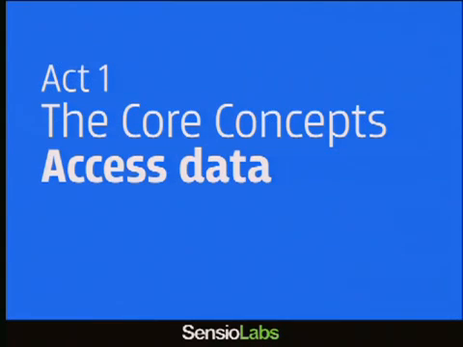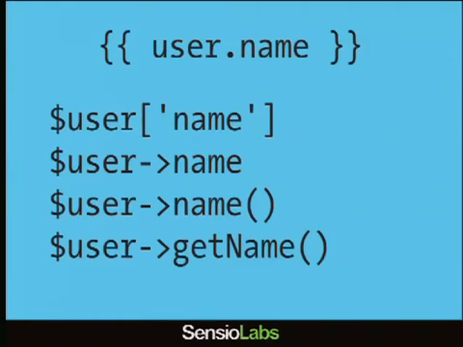Then you want to access the data, the variables that are exposed in a template. So in the PHP code you pass some variables to the template, and then the template is going to be able to access the data to display stuff, right? And in TWIG we have the dot notation.